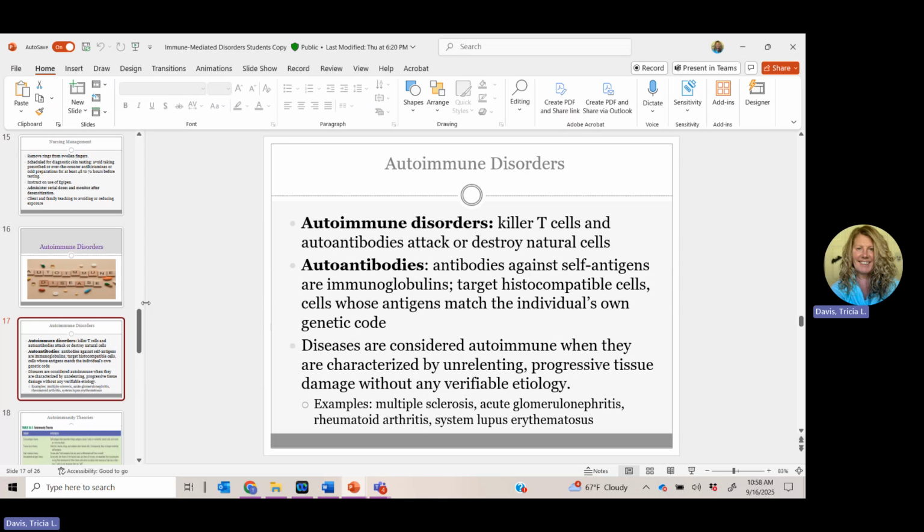So we've done a lot of tests. We can't tell what's causing it. It's progressive. We're seeing damage. It's chronic. It's unrelenting. So that's when they get diagnosed with these autoimmune disorders. Some of the most common autoimmune disorders that you may come in contact with are MS, we did talk about that, multiple sclerosis, acute glomerular nephritis, rheumatoid arthritis, and systemic lupus.